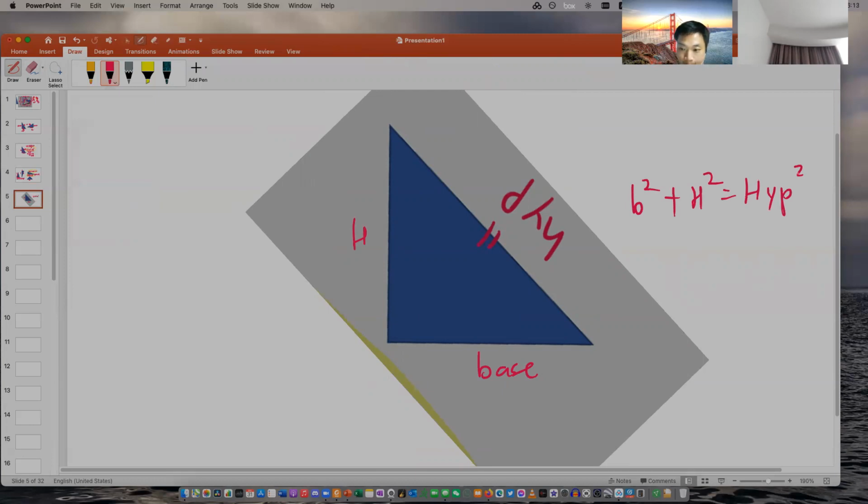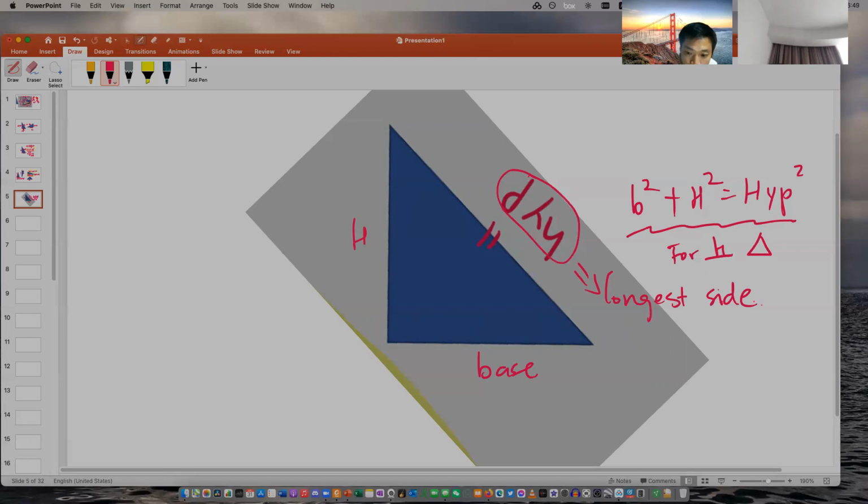So far so good? Good. So two things to take note. First thing, this formula can only be applied to right angle triangle. The second thing is the hypotenuse is the longest side. By the way, you can also use this as the right angle triangle. So this is the longer side for hypotenuse. These are the two important things to note.